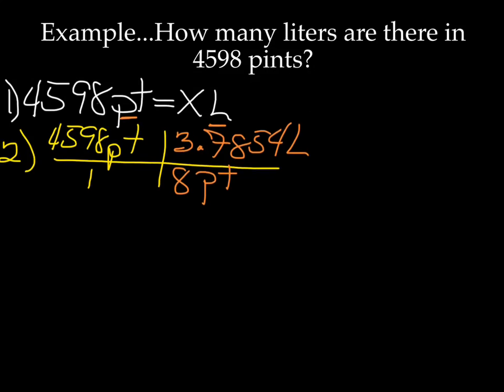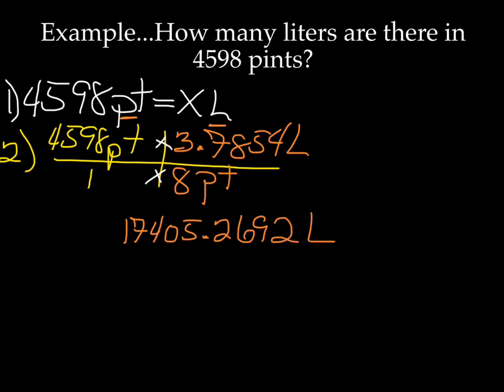Okay, so now remember what we're going to do is we're going to multiply across the top and multiply across the bottom. So if you guys could do that with me so we can see if we all agree on the answer. All right, now I got a number with a ton of digits. I got 17405.2692 liters. I forgot to do something. We should see that the pints do cancel out. Over 1 times 8 is 8. Okay? So from there, we're going to divide.